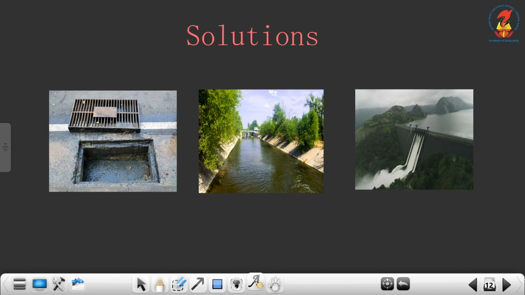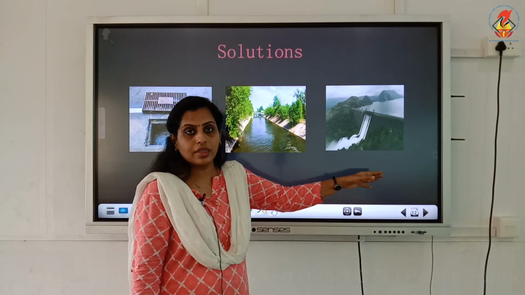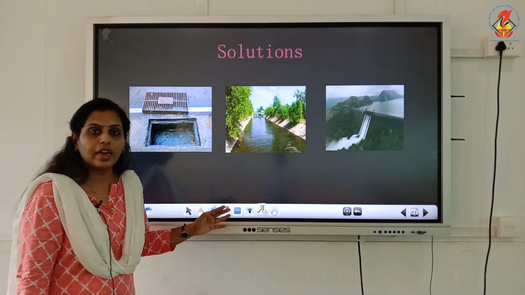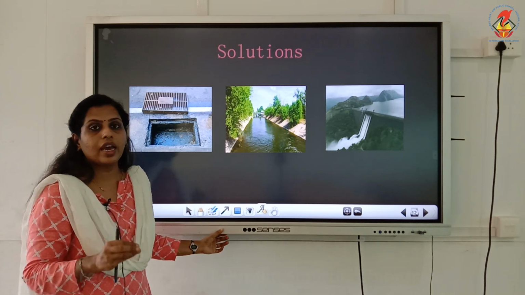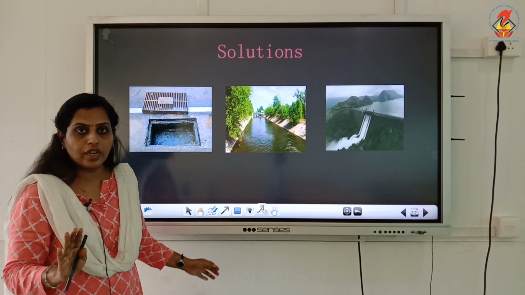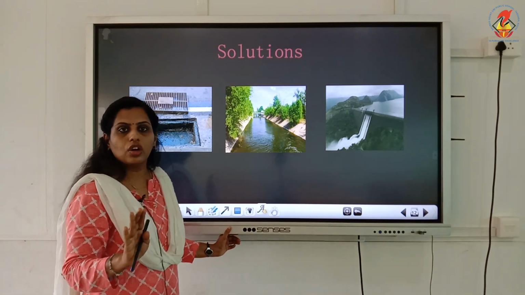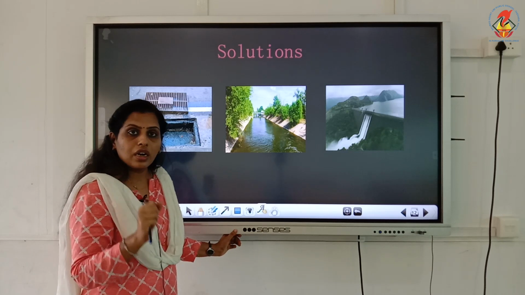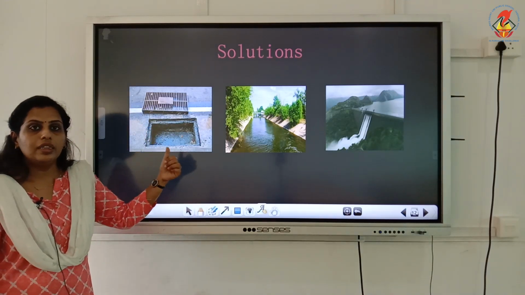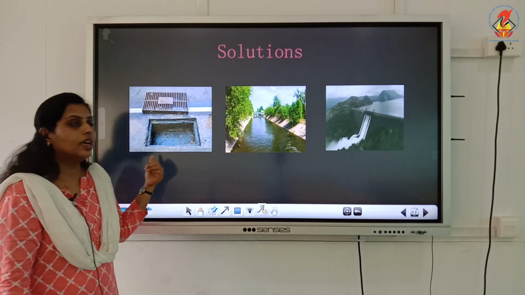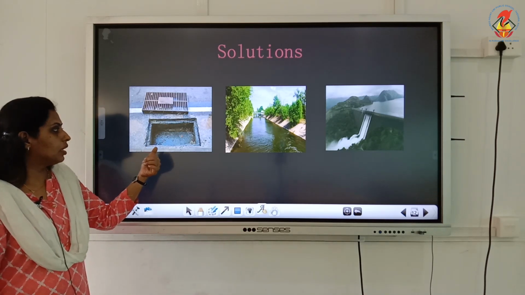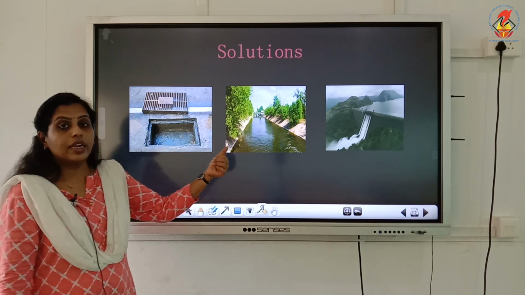If there is a proper drainage system, if there is a place for the excess water to flow out, if there are canals or if there are dams, if these kinds of provisions are there in our country, then floods can be controlled. We cannot stop flood because it's a natural disaster. We cannot stop it. But we can control it by providing facilities like a drainage system. The water can flow out through the drainage system. Then canals.